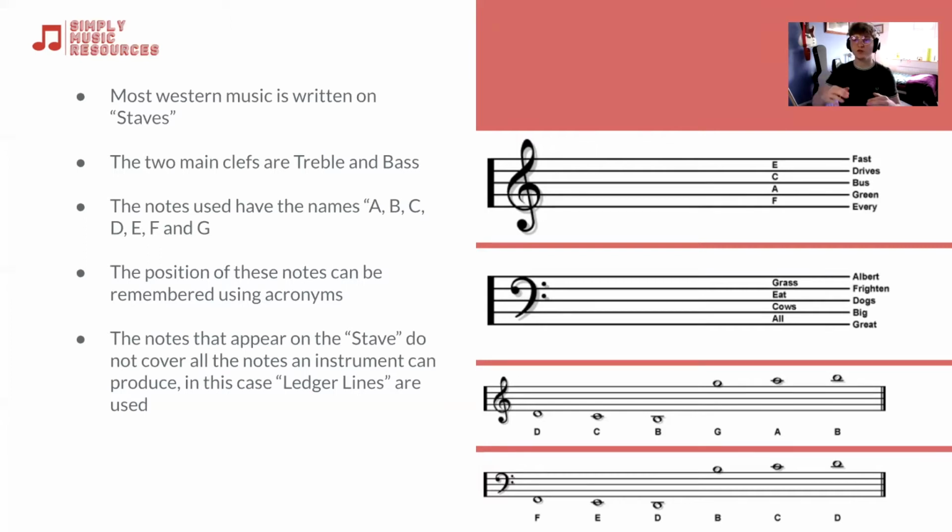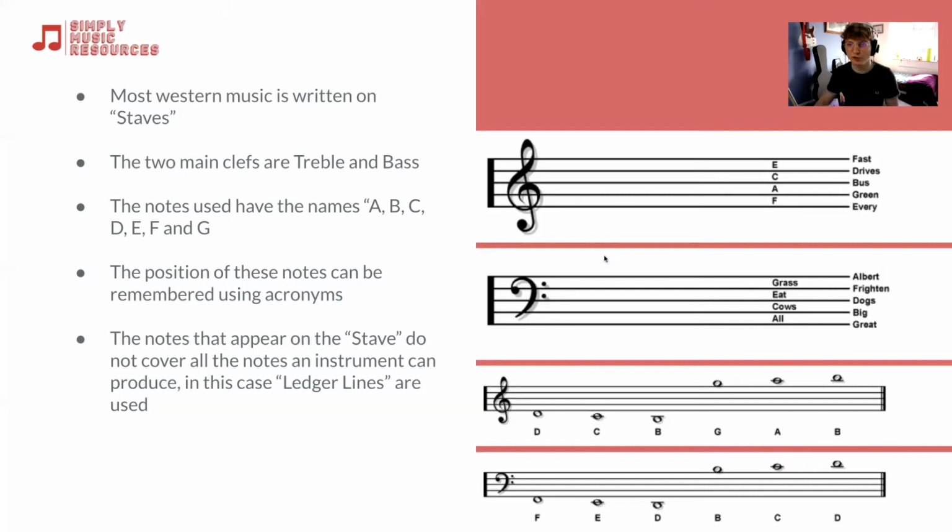Now, the notes that fall on these staves have names and they're named after letters. They are A, B, C, D, E, F, and G. So there's 7 of them in total. These notes cover all the pitches as well. So you can have a low A and a high A. And although it's the same note, they're at different pitches.